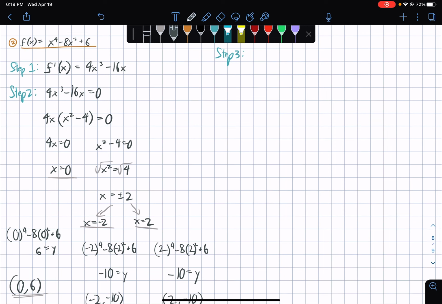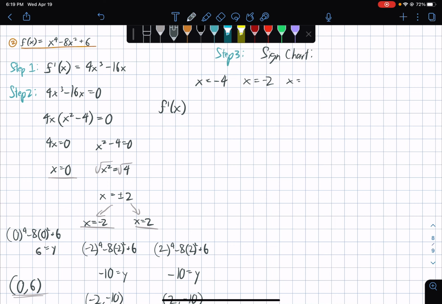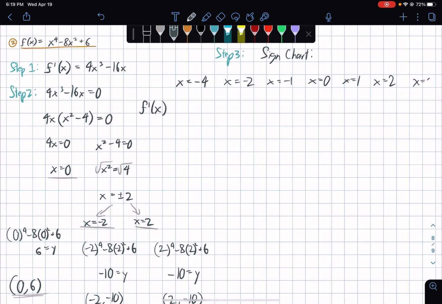Okay, for step 3, we make the sign chart. f of x over here, and then the test points. So again, x is 0, -2, and +2. So -4, -2, 0. No, we can't go with 0 immediately. We need -1. Two, and then 4. There you go.